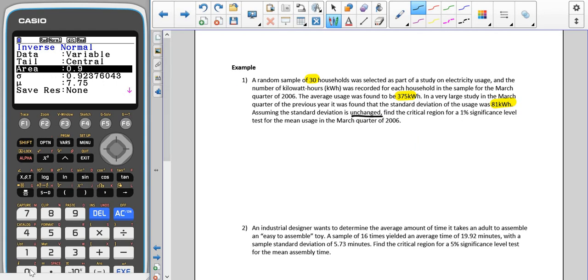My area, because it's a 1% significance level, that means that the central part is going to be 0.99. My standard deviation is going to be 81 divided by the square root of our sample size, which is 30, and my mean is going to be 375 kilowatts. So just writing that down here so that you remember.